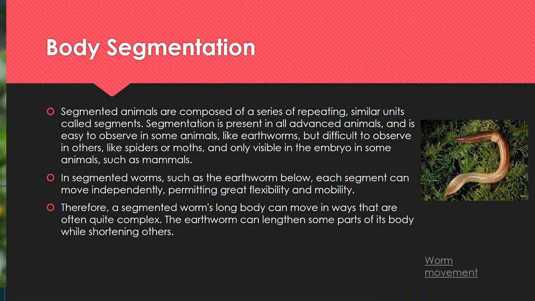Body segmentation. Segmented animals are composed of a series of repeating similar units called segments. Segmentation is present in all advanced animals and is easy to observe in some animals, like earthworms, but difficult to observe in others, like spiders and moths, and only visible in the embryo in some animals, such as mammals. In segmented worms, such as the earthworm, each segment can move independently, permitting great flexibility and mobility. Therefore, a segmented worm's long body can move in ways that are quite complex. The earthworm can lengthen some parts of its body while shortening others. Let's look at that.